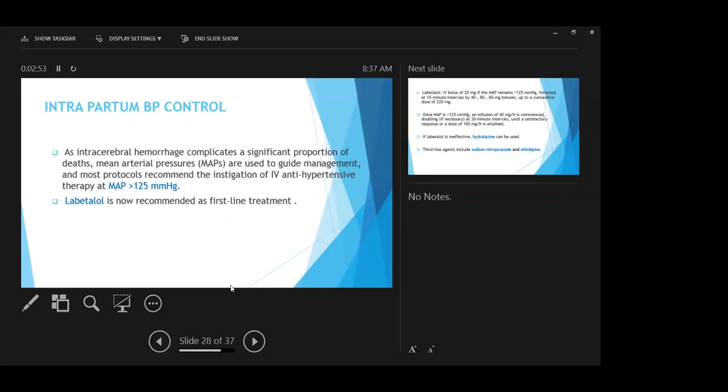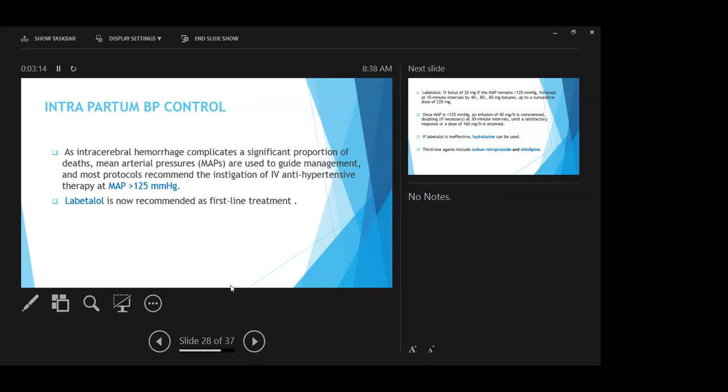So what is mean arterial pressure? The formula for the mean arterial pressure is 2 into the diastolic blood pressure plus the systolic blood pressure, divided by 3. Normally it is between 70 to 110 millimeters of mercury. So if it's more than 125, we give IV antihypertensive.